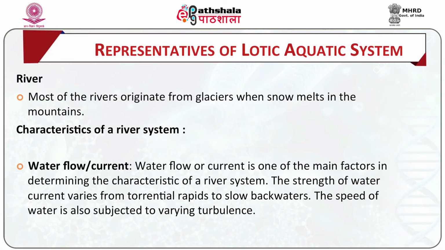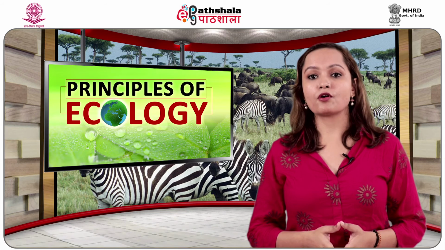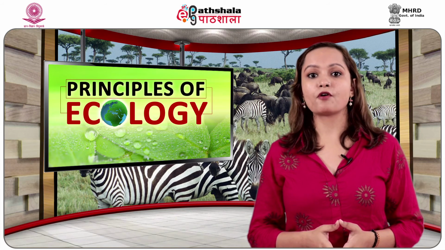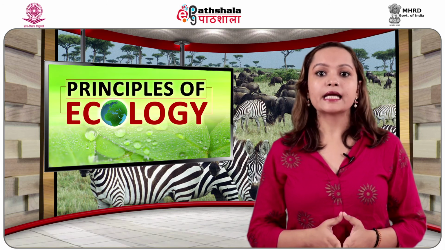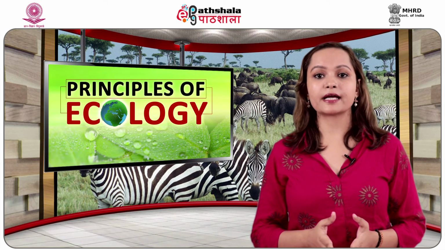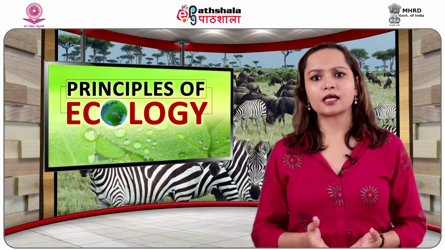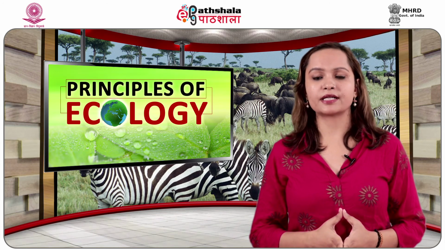Characteristics of a river system: water flow or the current. As in other lotic systems, water flow or the current is one of the main factors in determining the characteristics of a river system. The strength of the water current varies from torrential rapids to slow backwaters. The speed of water is also subject to varying turbulence. The flow and the volume of the water can also be influenced by sudden water input coming from snow melts, rain and also the groundwater. It alters the shape of riverbeds via sedimentation and erosion and creates various types of changes in the habitats.